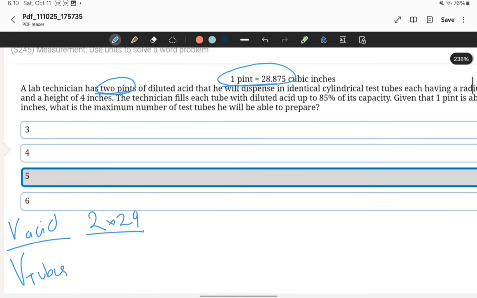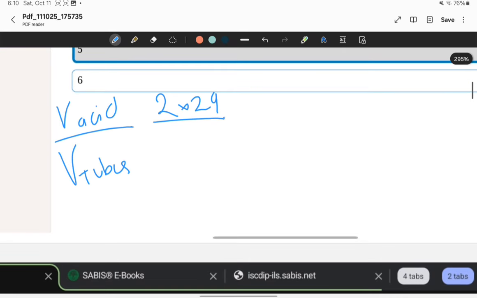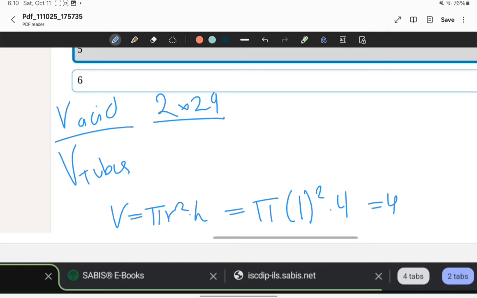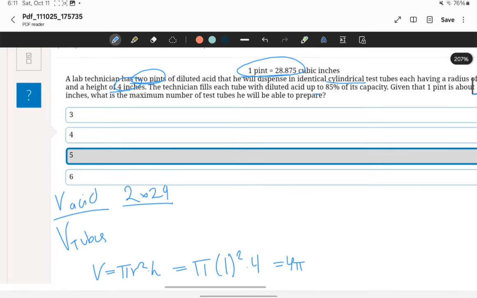Now, they said each tube is a cylinder and has a radius of 1 and a height of 4. Okay, the volume of a cylinder is what? It's going to be pi r squared times height. Substitute, we get pi into 1 squared times 4, so you get 4 pi. Now, one more thing, they said here that he fills each tube up to 85% only. So he doesn't use the full tube, he only uses 85%. So here we multiply by 85%, and you get 17 over 5 pi.